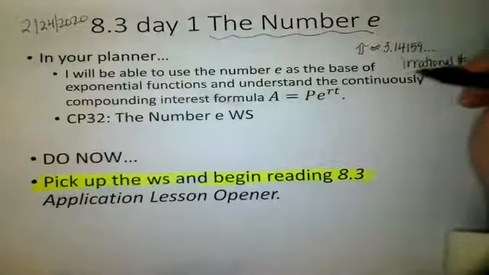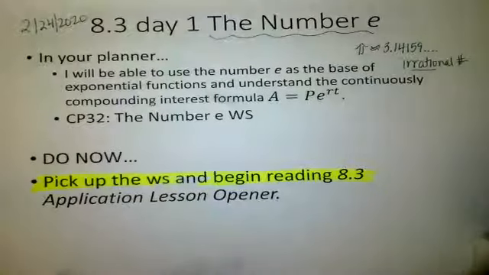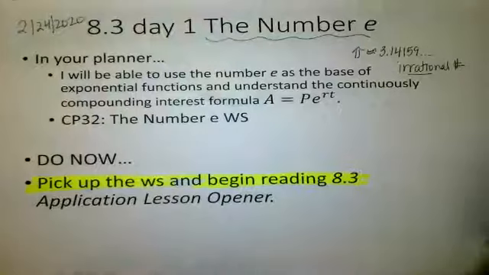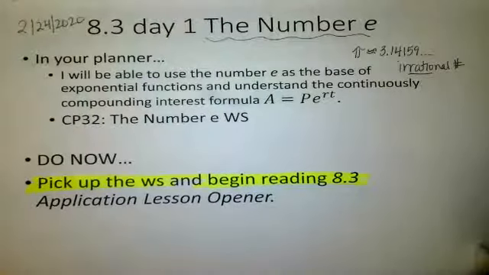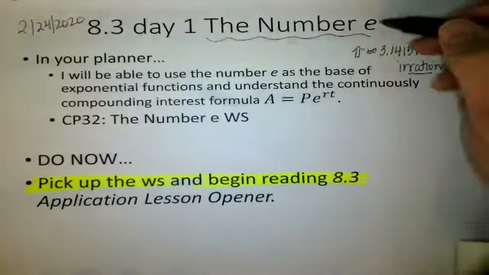Irrational means not a ratio. Ir as in not. So not a ratio. It means you cannot write it as a fraction. You cannot write it as a ratio of two numbers. e is much the same.